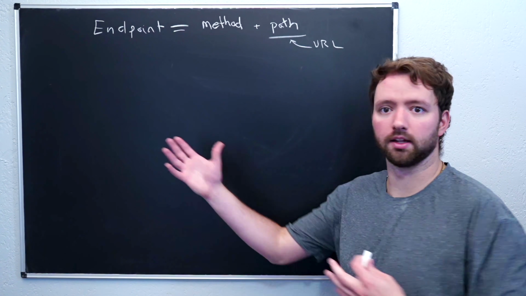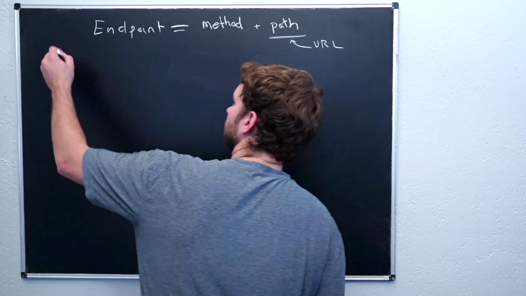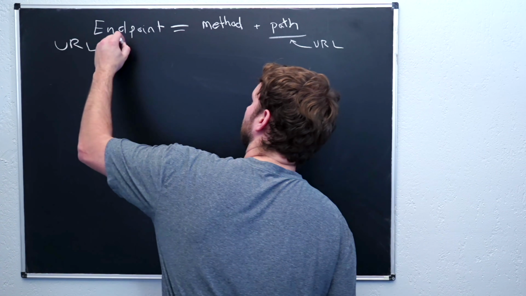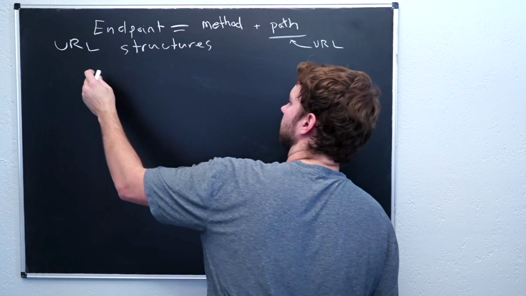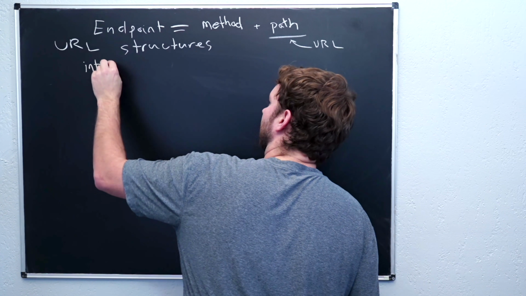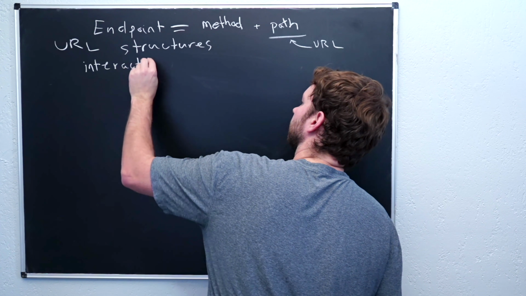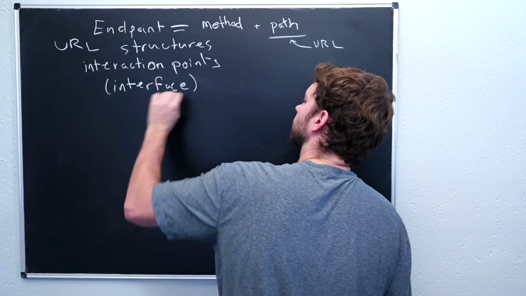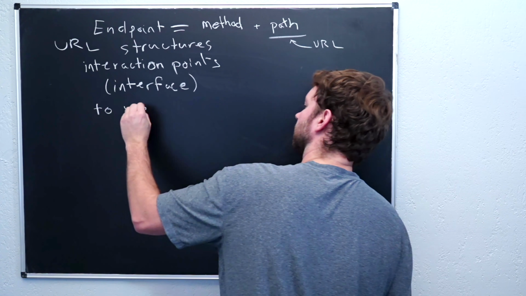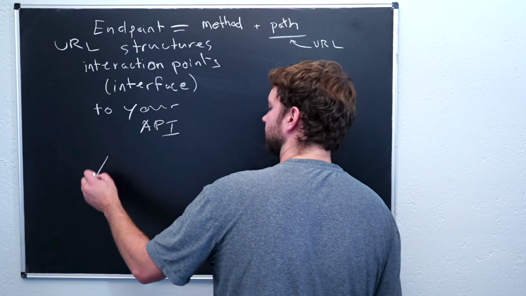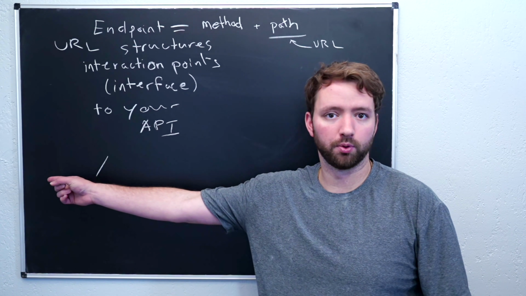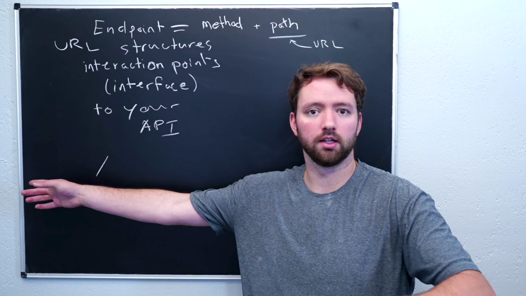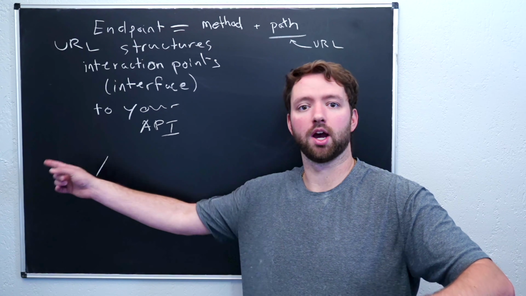So let's take a look at an example with comments. We're just going to write out all of the URL structures, and you can think of these as basically the different interaction points or interface to your API. So these will all probably be prefixed with slash. So you start with a slash, but you're going to have something before that slash, which will be whatever your base URL is, the backend API URL.